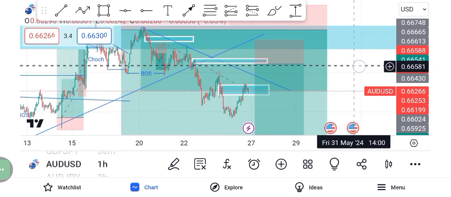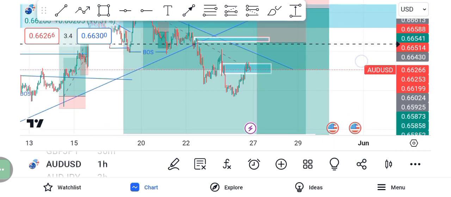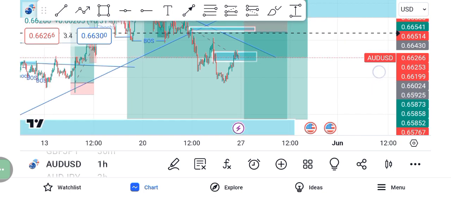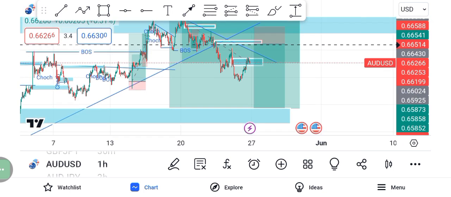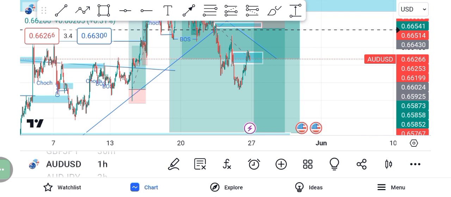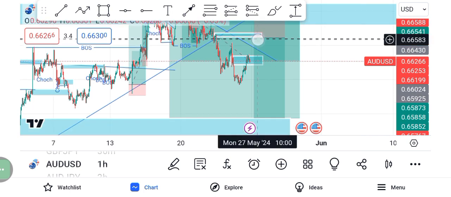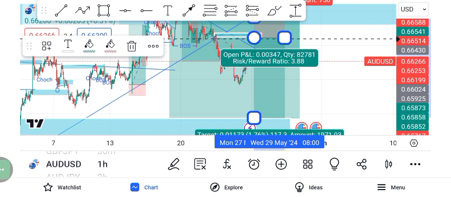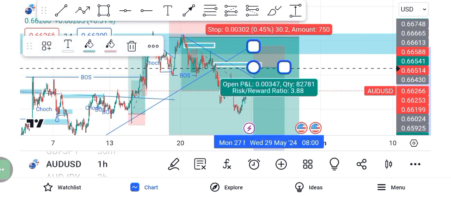I already set my alert. You can see this black line is my alert. Whenever price gets there, I'll be alerted and I can use my MT4 and my MT5 and go into the market. I don't want to set a limit for this trade. Whenever price comes into this other block, I'll just short it. And this one has a risk reward of 1 to 3.88.